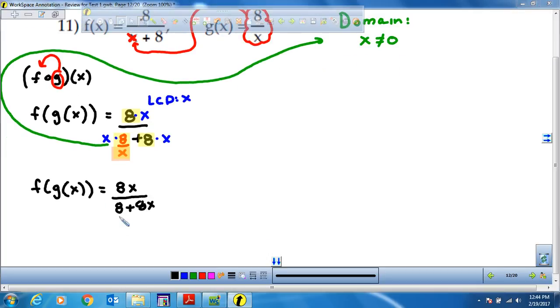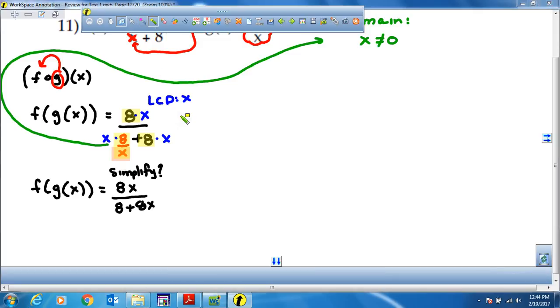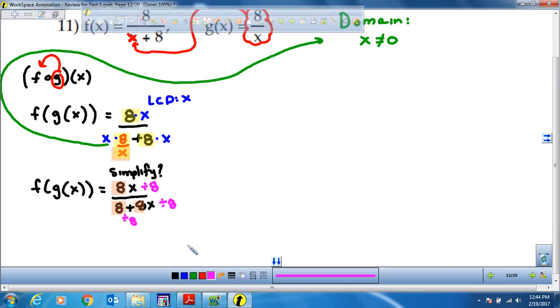But now, what else can we see? That all of these terms can be simplified, because as we notice, the 8, the 8, and the 8, of course, can all be divided by 8. Sometimes it is not possible, so in order for you to be able to simplify, all of these terms must be able to be divided by the same value. In this case, we can, so we're going to divide everything by 8, and that gives me x over 1 plus x.